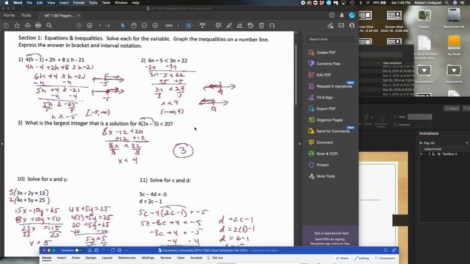And again, if you have any questions, you can reach out to me. I did graph numbers 1 and 2 both ways, one with the circle method where you fill in the circle or leave it open, and the other with the bracket or parentheses. So check your answers, see how you did.